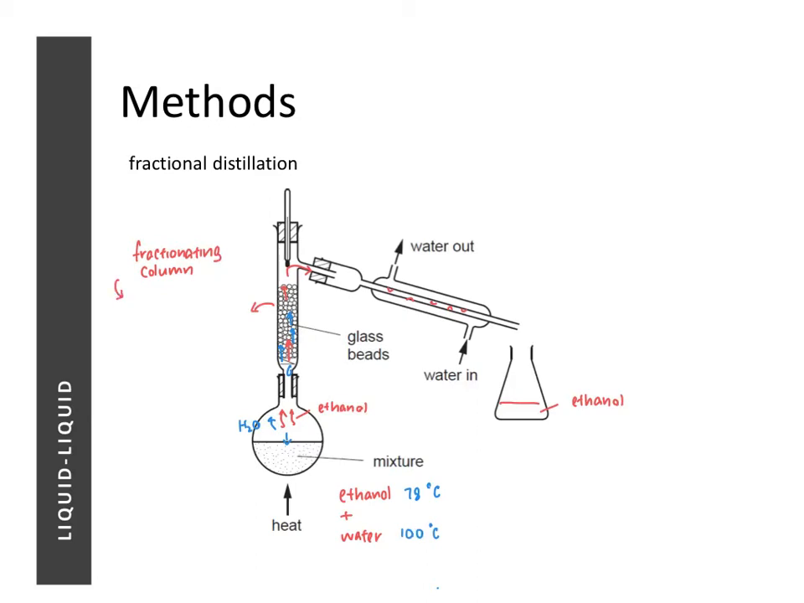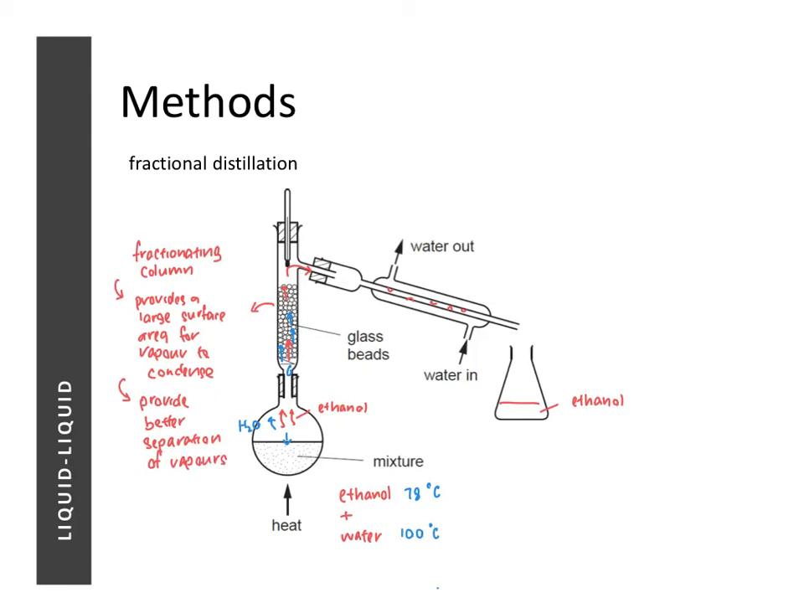Okay, so how do we write that in words? Fractionating column provides a large surface area for vapor to condense. And what's the purpose of the fractionating column? To provide better separation of the vapors.